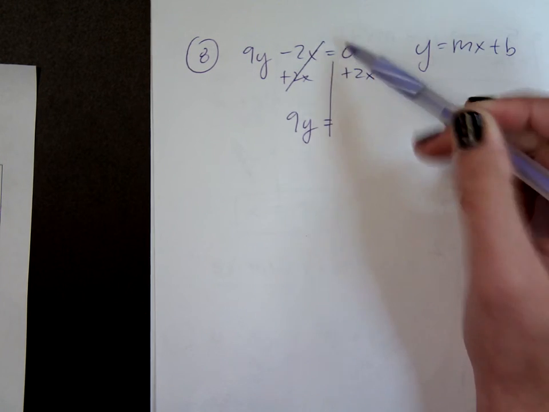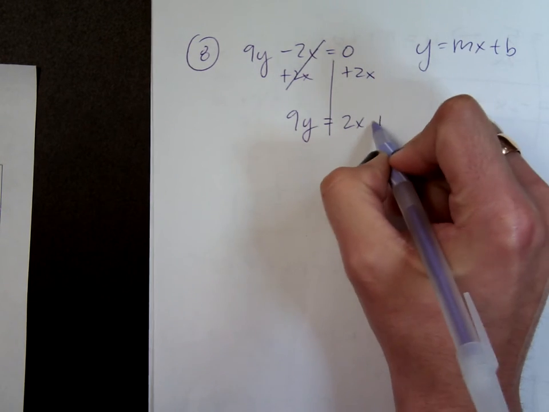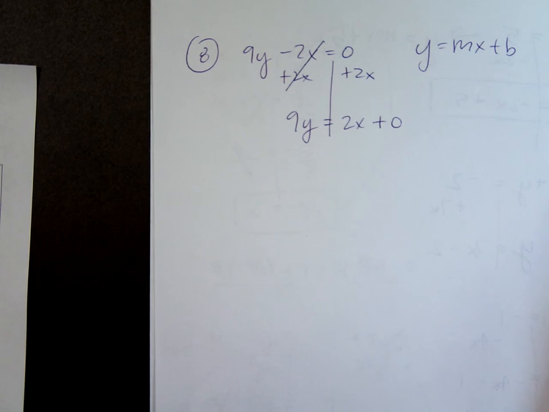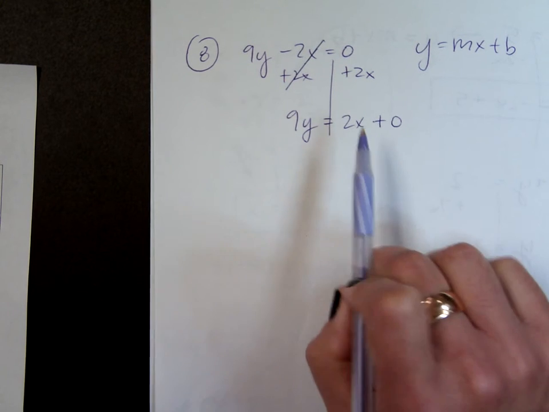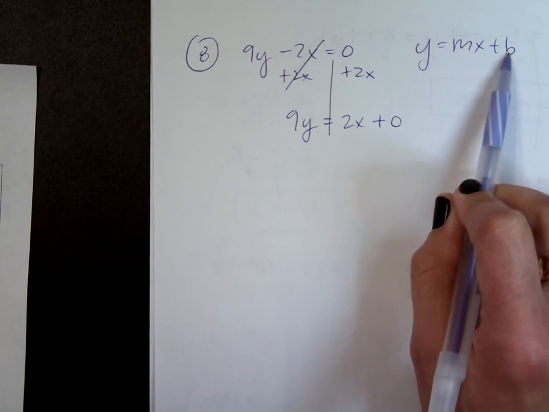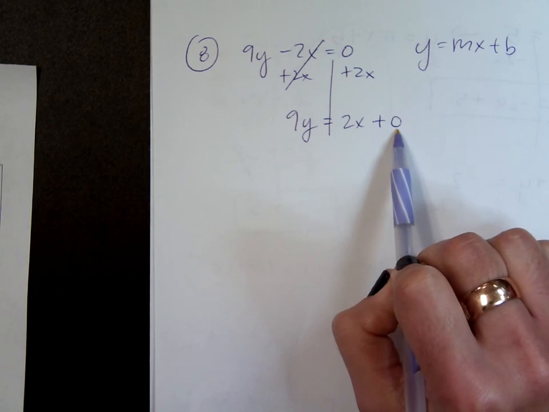This one has an x, this one doesn't. So bring down the 2x. Bring down the plus 0. Now, you don't have to bring down the plus 0, but I just want to show you that this means that my y-intercept is 0, right? Because there is no constant term.